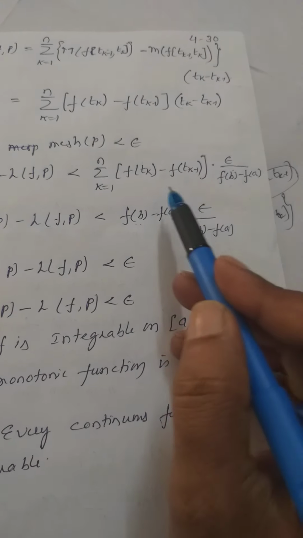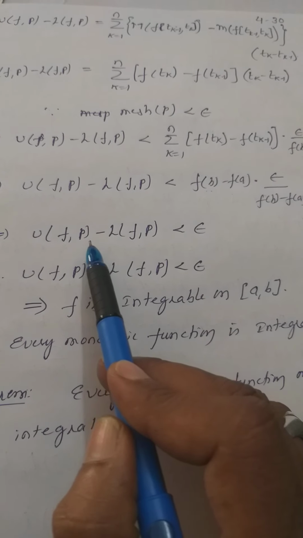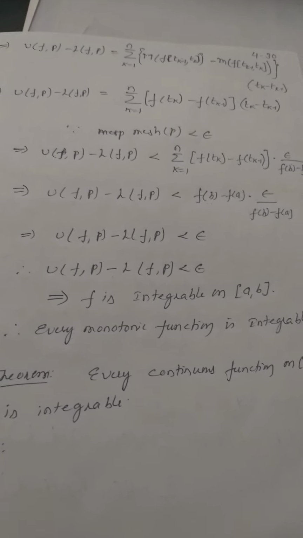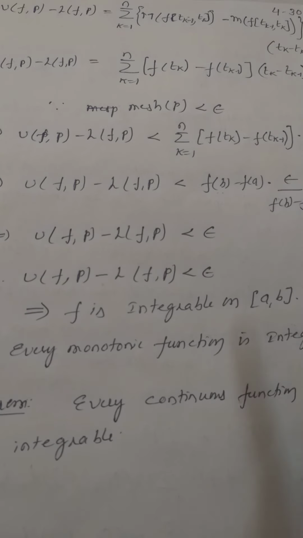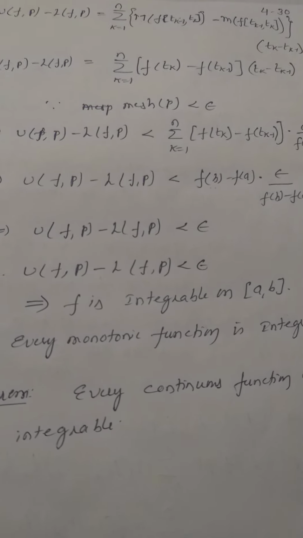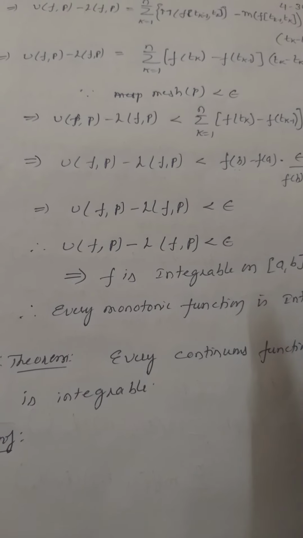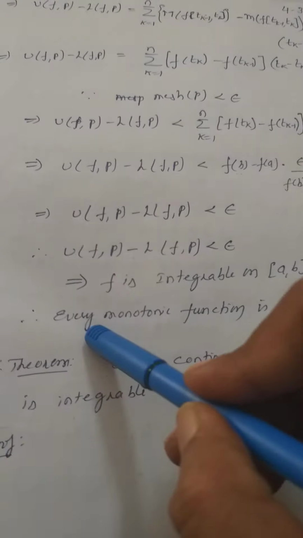Here f of b minus f of a and f of b minus f of a get cancelled. We will get U of f, P minus L of f, P less than epsilon. Upper Riemann sum minus lower Riemann sum is less than epsilon. Then we can say that f is integrable on the closed interval [a, b]. What is f here? f is a monotonic function. Therefore, every monotonic function is Riemann integrable, or simply we can say integrable.